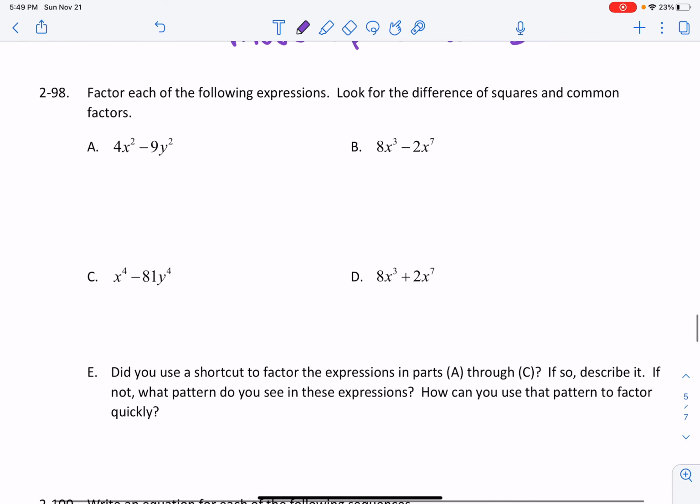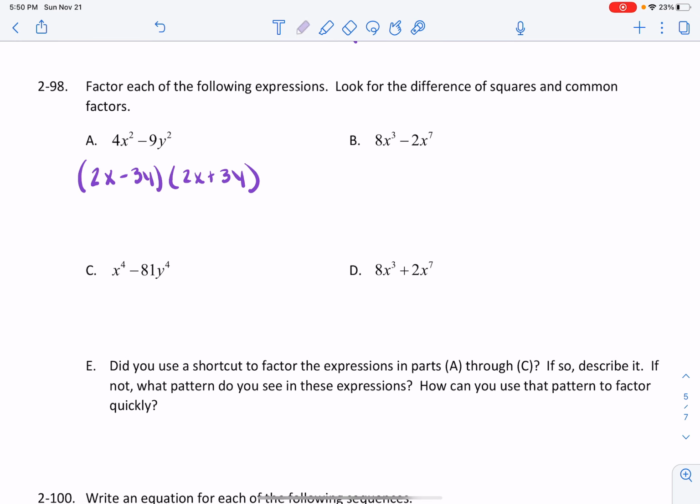Factoring each of these expressions, look for the difference in squares and common factors. So these are a little bit different because if you look at A, B, and C, we've got some numbers that are perfect squares and then also some common factors. Because the square root of 4 is 2 and for 9 it's 3, and then we've got the x squared and y squared, we can actually perfectly split this up to be (2x minus 3y)(2x plus 3y). If you do your box method or FOIL, you'll see that that ends up being that one.